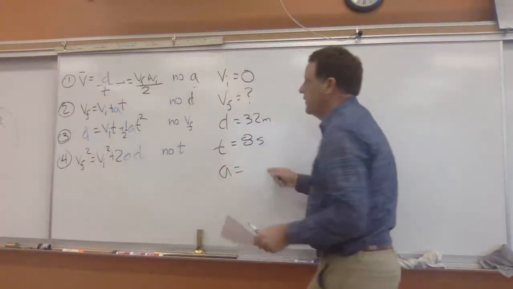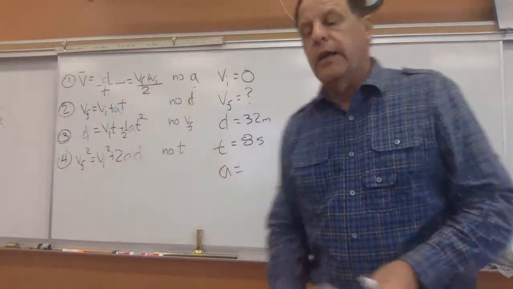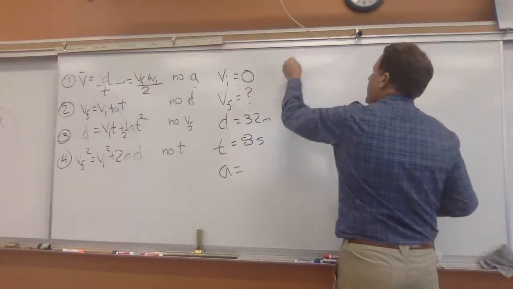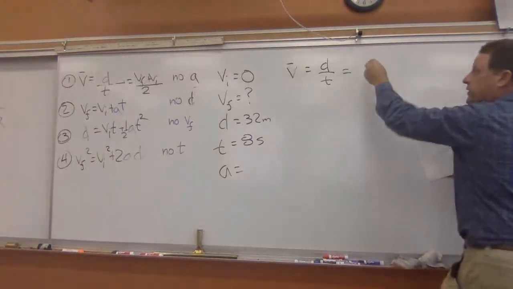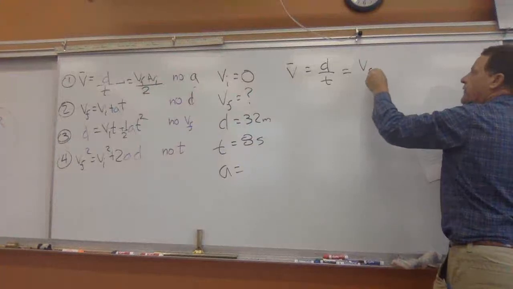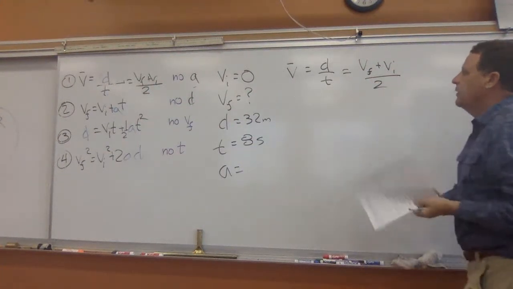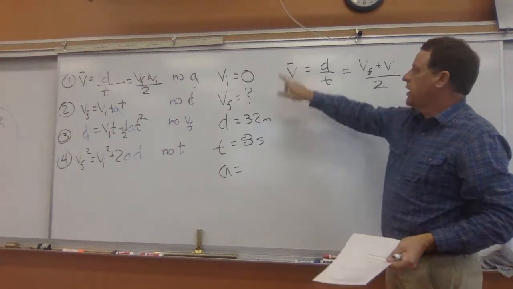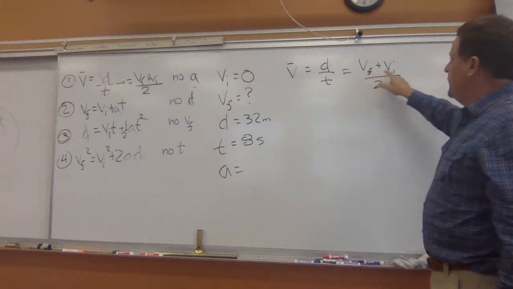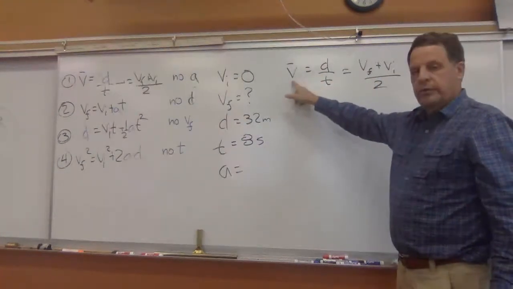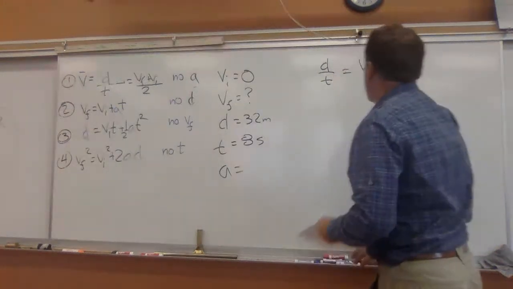Since we don't have acceleration, we're going to go to equation number one. Although we know that the average velocity is equal to distance divided by time, if it accelerates, we've got the final velocity plus the initial velocity divided by 2. We don't even need to know the average velocity, because if d over t is equal to average velocity and v final plus v initial divided by 2 is equal to average velocity, then we can just set them equal to each other.